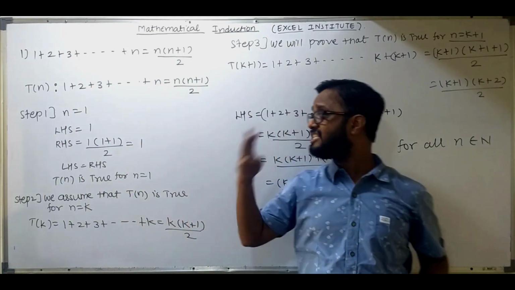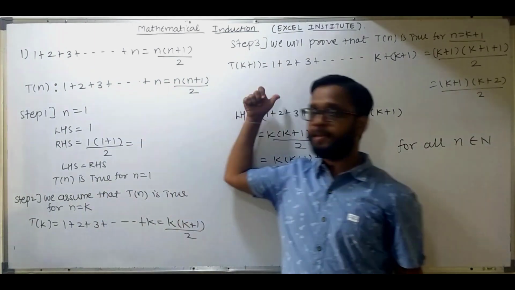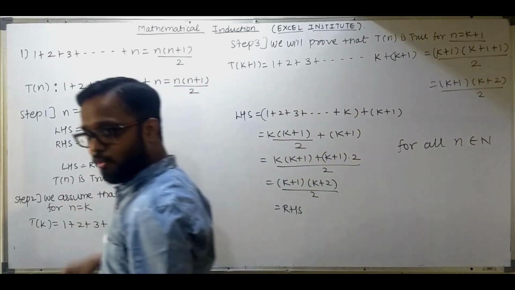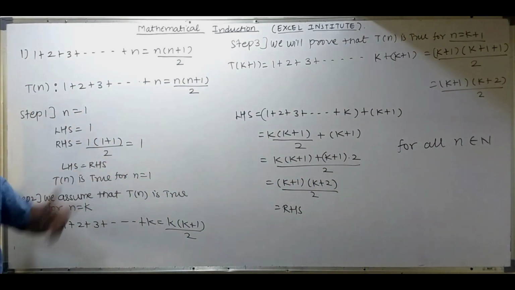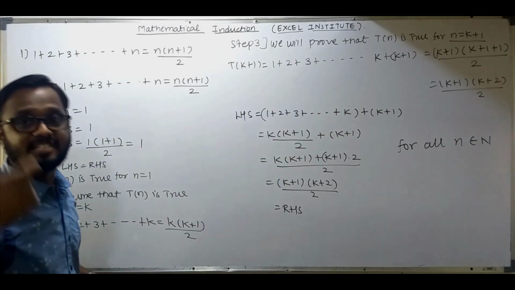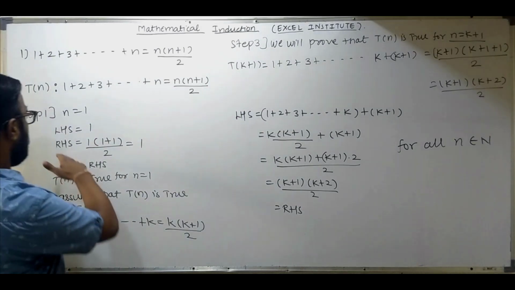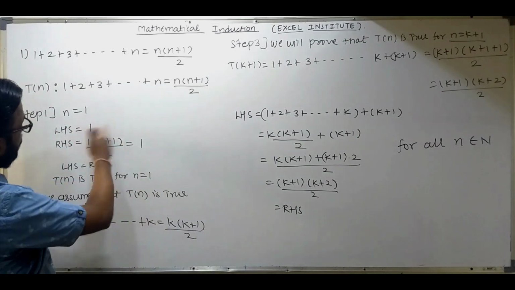We have to follow 3 steps always. Step 1, step 2, step 3. Step 1 is always n equal to 1. N equal to 1 represents the first term. So find out LHS and RHS, and it will always be true.